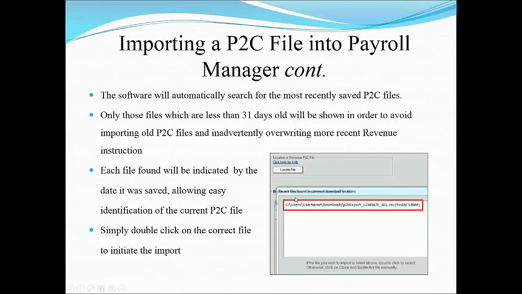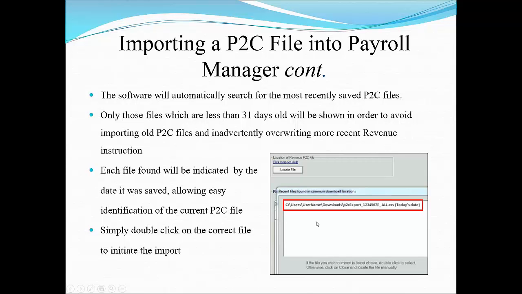If it does find the file, it will then display it in a pop-up window that you can see here. So it will say recent files found in common download locations, and you'll see there's my file. And it will also reference the date. Okay, so you'll see here in this example on screen it says today's date, so that would be a P2C file that has been exported today. Only files which are less than 31 days old will be shown.